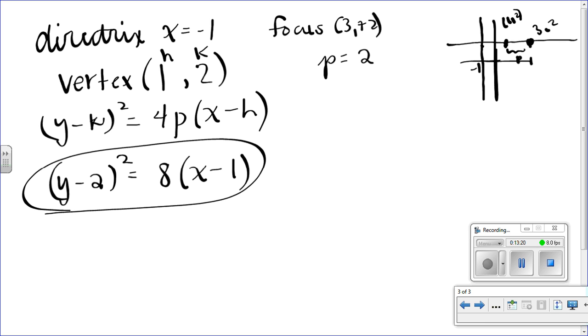Let me give you one to try. Okay? I'm going to give you a directrix and a focus. Directrix is y equals 3. Focus is (1, -5).